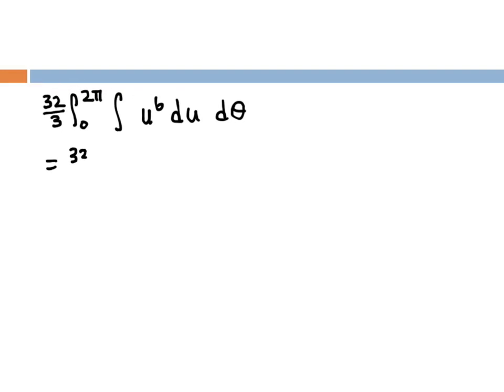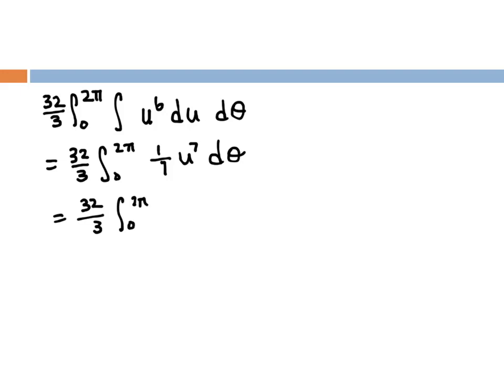Okay, so 32 over 3. Integral from 0 to 2 pi. Of course, the integral of u to the 6th is 1/7 u to the 7th d theta. And then I'm going to use the actual value for u. I could go ahead and move my 1/7 to the front. I suppose that would be nice at this point. So I had a 3 already out there, and there's a 7, so this is now a 21 at the front. And then u to the 7th would be the cosine to the 7th of u.